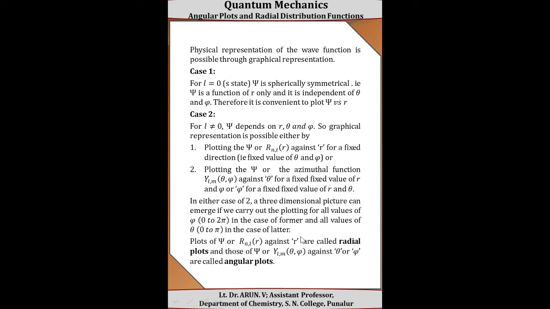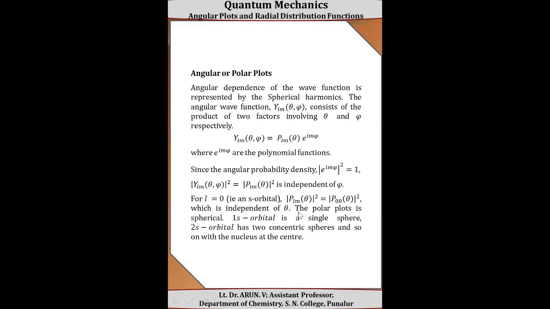In these two cases a three-dimensional picture can be obtained, and this can be obtained by plotting the different values of theta, which varies from 0 to pi, and phi, which varies from 0 to 2 pi. The plots of R_nl(r) against r are called radial plots, and the plots of spherical harmonics against theta or phi are called angular plots. Next we have to discuss the angular or polar plots.